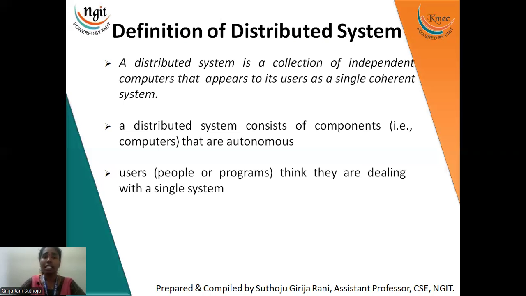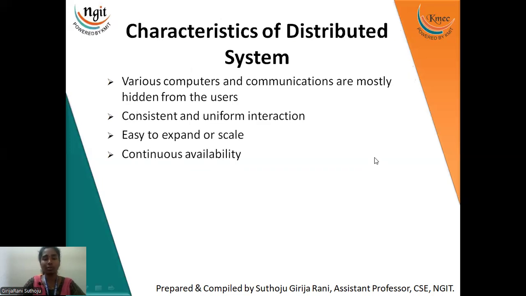right? And in distributed systems, all the systems which are communicating are autonomous systems. I mean, the computers, or whatever devices we are communicating with, are autonomous. Autonomous means same kind of environments, configurations, right? Now, the next point is that the users may be the programs themselves or the people directly, right? So this is the definition of distributed systems.